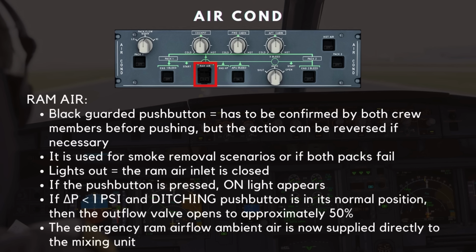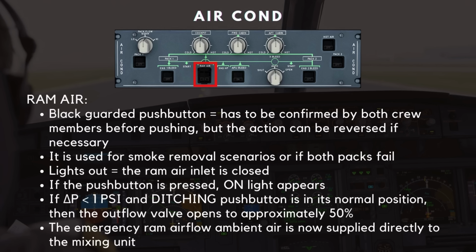Next is the ram air push button. This is a black guarded push button, meaning it must be confirmed by both crew members before pushing, but the action can be reversed if necessary. It is used for smoke removal scenarios or if both packs fail. In its default lights out position, the ram air inlet is closed.